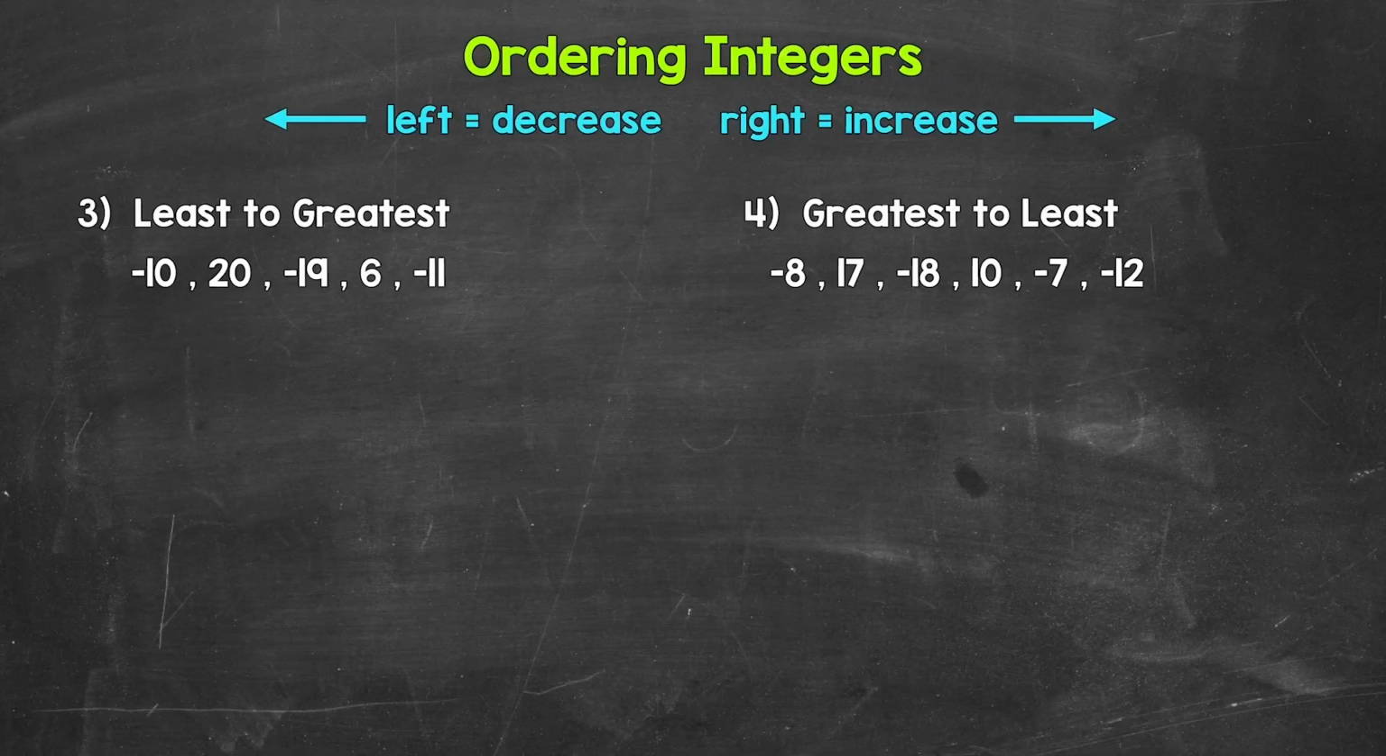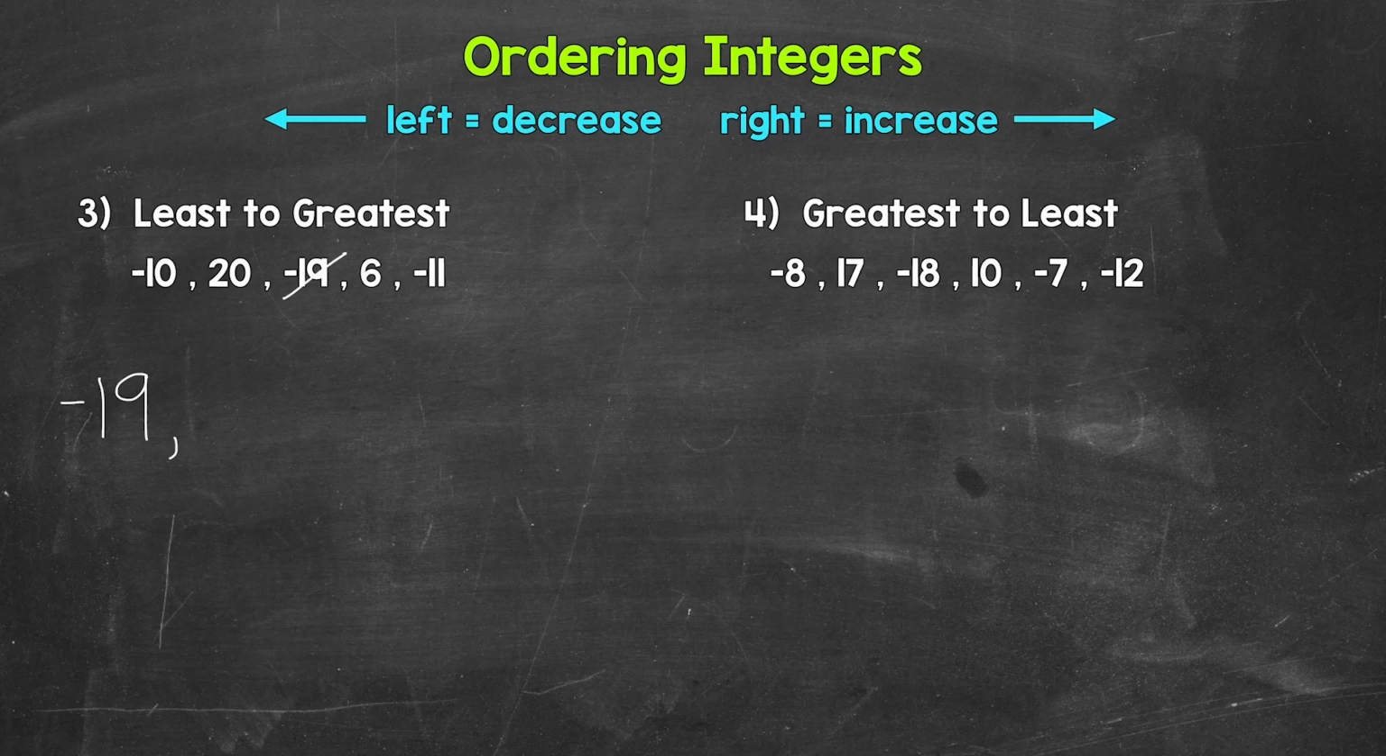Taking a look at numbers 3 and 4, let's jump into number 3 here first, where we need to order these from least to greatest. So we need to start with the least. So which of these is the furthest to the left on a number line? Or think which of these is the lowest or coldest temperature? However we think about it, that's going to be -19. That's the furthest to the left on the number line. So our least, -19, so we will start there.